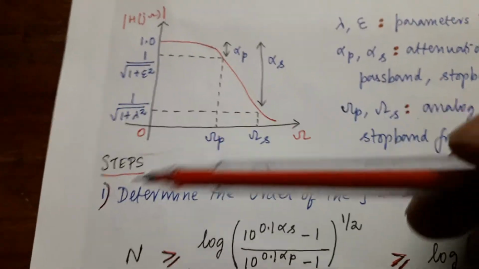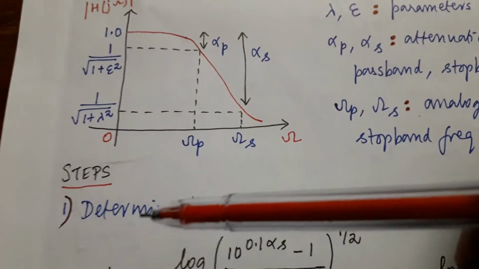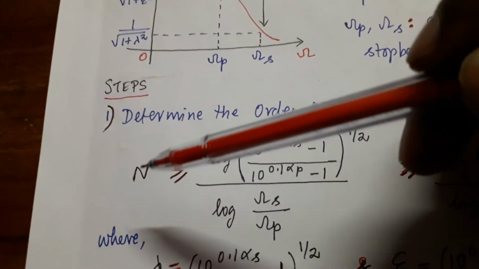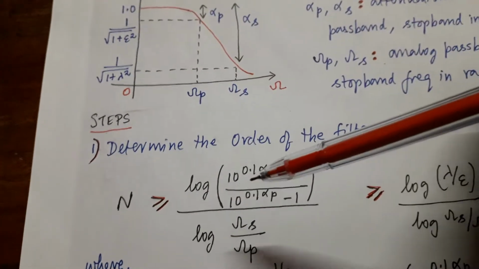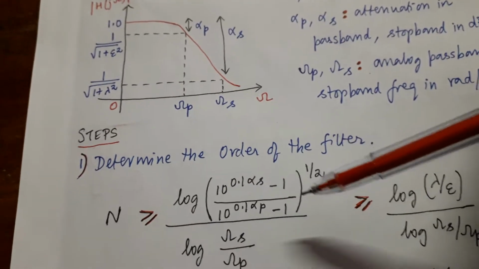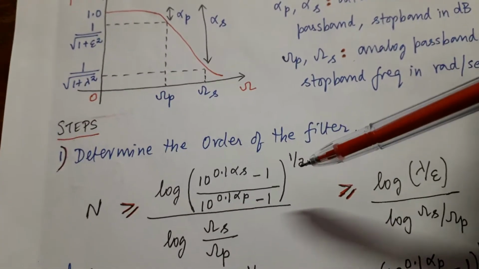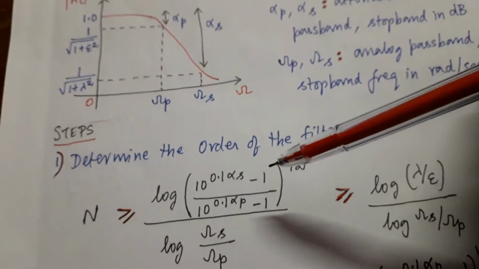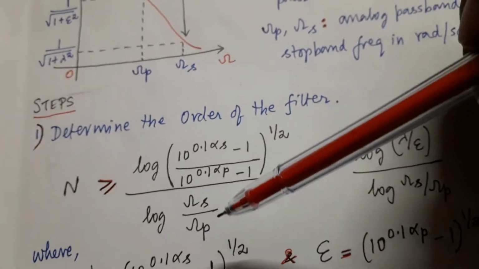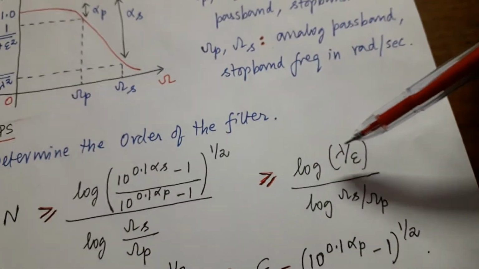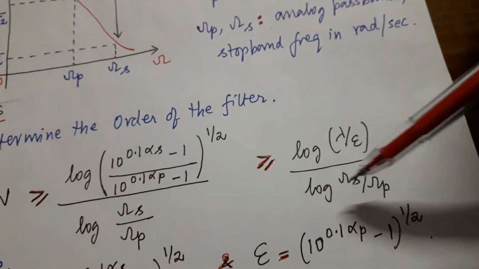Clear? Now the first step in any design is we have to determine the order of the filter. Order of the filter is given by capital N is greater than or equal to log of the square root of (10 power 0.1 alpha s minus 1) by (10 power 0.1 alpha p minus 1), divided by log of omega s by omega p. This is nothing but log of lambda by epsilon divided by log of omega s by omega p.